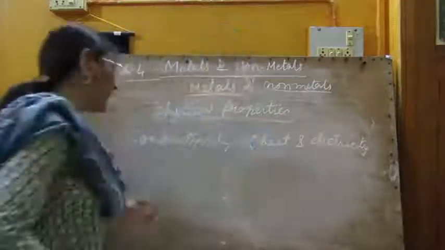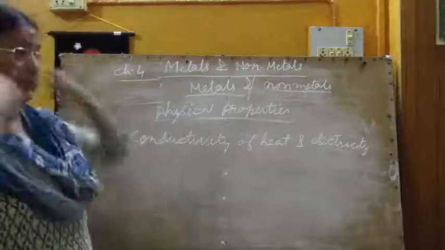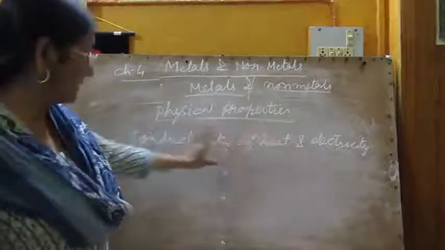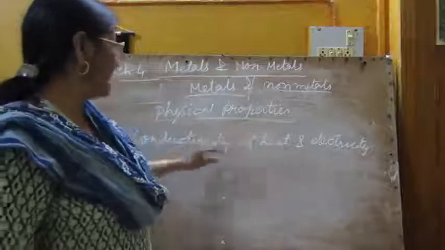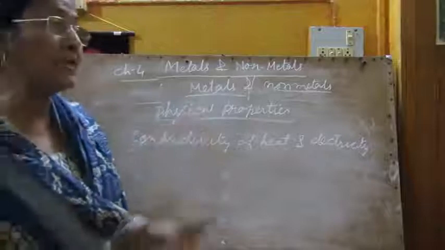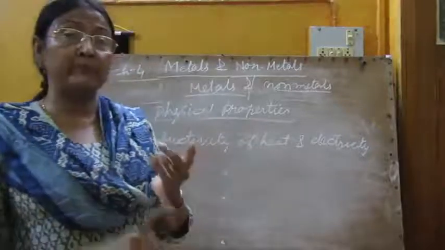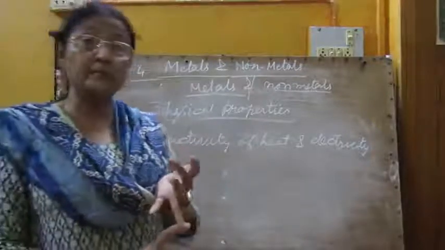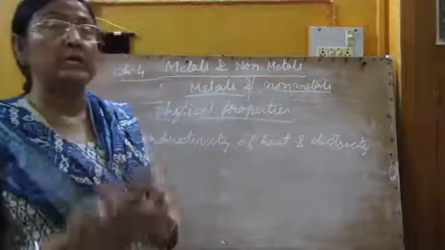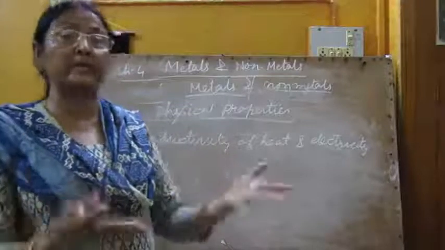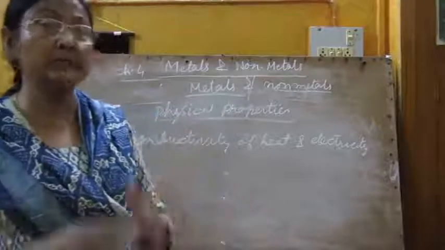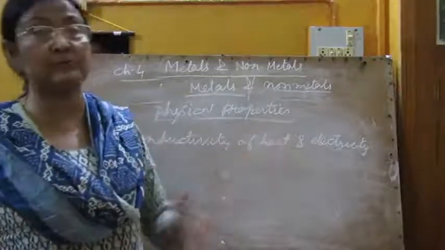This is a very good quality of metals: metals can easily conduct heat and electricity. That's why the wires you see are mostly made of copper or aluminium, or silver, but silver is too costly, so normal people cannot afford it. If you make wire from silver, it will be too costly, beyond our capacity to afford.